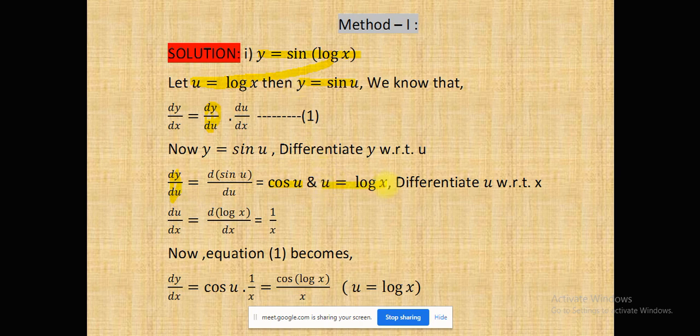As u is log x, the derivative of u is du by dx, which is 1 upon x. So combining it, we get cos u into 1 upon x. Cos u is this part, and 1 upon x is this part. But what is the value of u? It is log x, so it is cos of log x upon x.